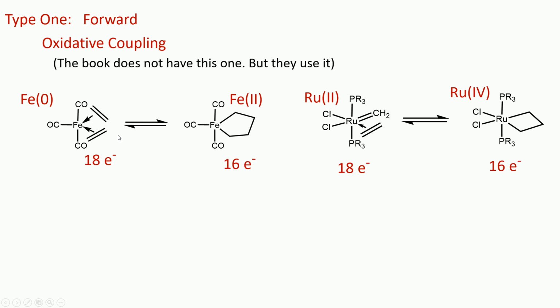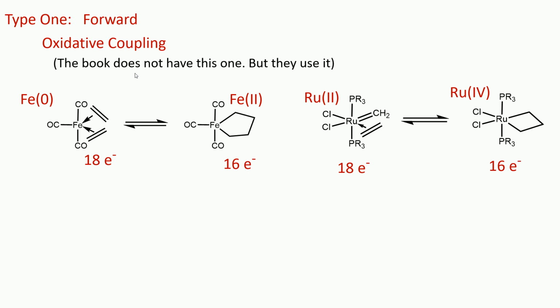This is kind of like a Diels-Alder or something in terms of a concerted movement of electrons involving pi bonds. And so they can couple and they can form this 5-membered ring. Now, when you've done this, you've formally gone from iron 0 to iron 2. So it's an oxidative coupling. The metal is going to be oxidized.